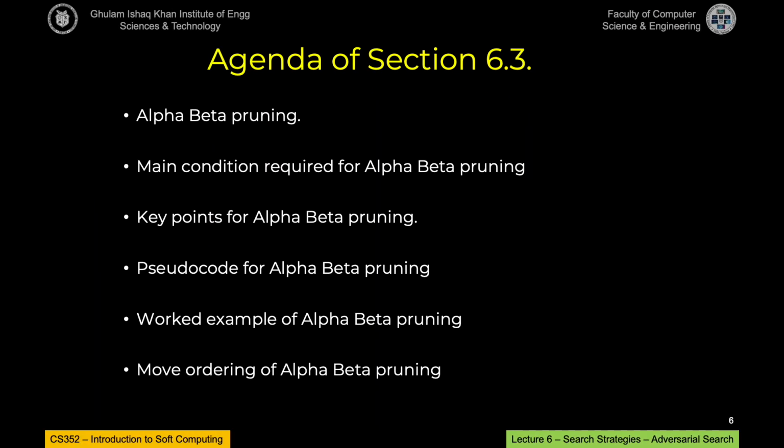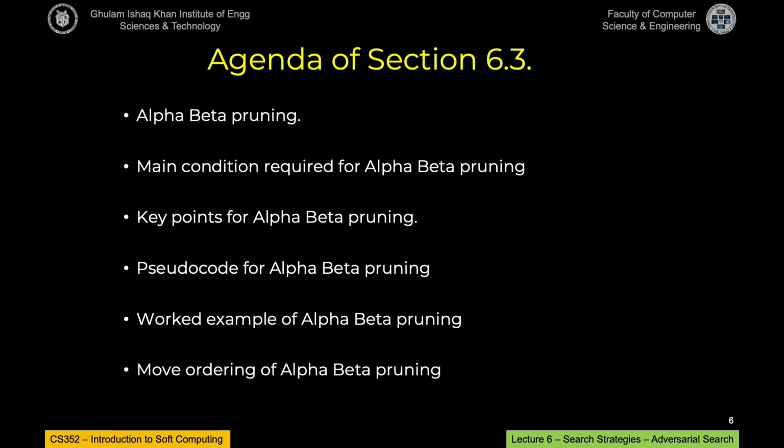Let us have a quick look at what is the agenda of this section, section 6.3. We will be basically talking about alpha beta pruning. Then we'll talk about the main condition that is required for alpha beta pruning to work, and basically this is the break condition beyond which we'll basically prune away the rest of the tree. Then we'll discuss the key points for alpha beta pruning. This will be followed by a pseudocode for alpha beta pruning, where I'll kind of run through the pseudocode.